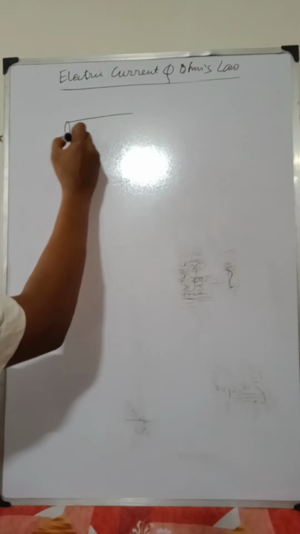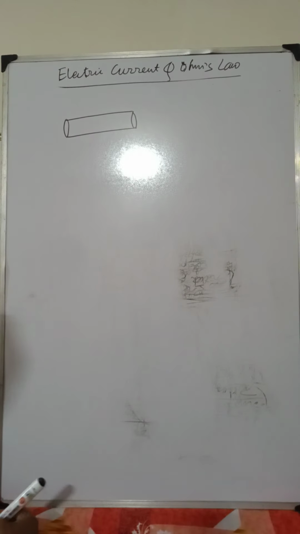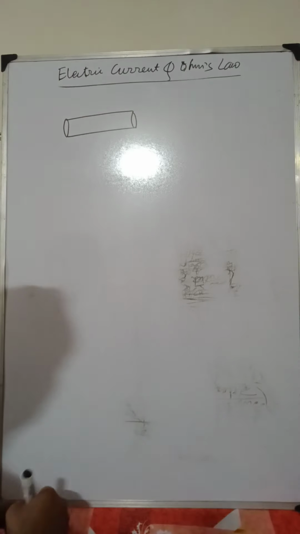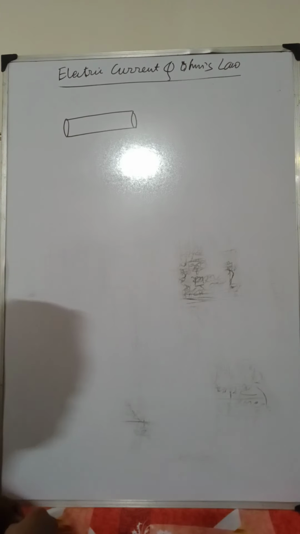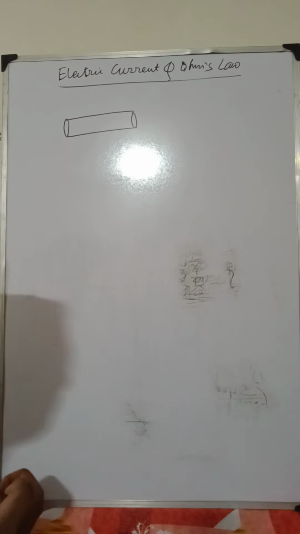See, this is a conductor. If we give some potential difference to this conductor, we know that free electrons flow from the lower potential to higher potential. When the free electrons inside that conductor flow through this wire, electrons collide with each other as well as with the ions present in the conductor.